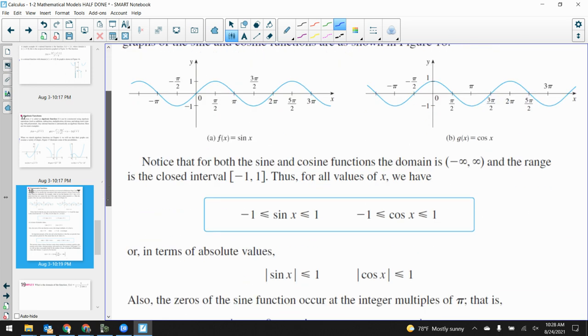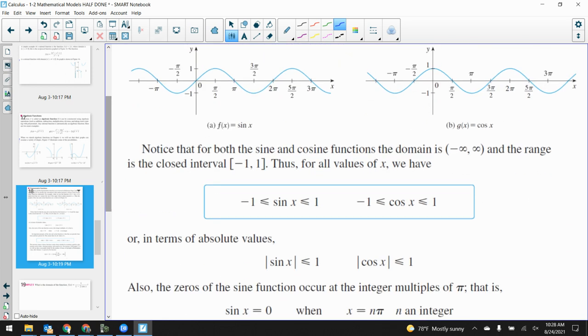Notice that for both the sine and cosine functions, the domain is all real numbers. It can go on forever left and right, but it will not go forever up and down, right? If you're looking at the sine, the range is -1 to +1. If you're looking at the cosine, again, -1 to +1. Those are the only outputs that I could possibly get.